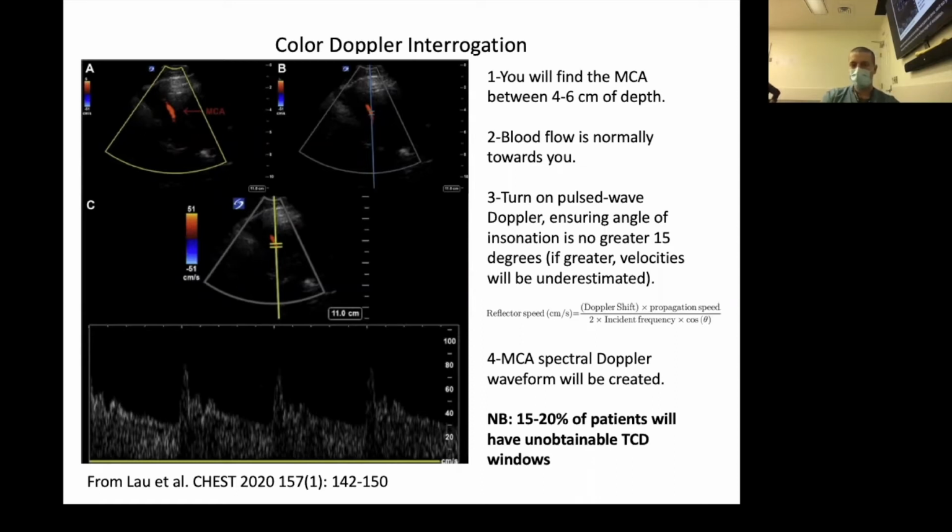And then what you'll see when you do this is you get this lovely MCA spectral Doppler waveform that's created in the bottom here. And you can see that one of our new intensivists here, Vince Lau, is also interested in this. And this is a really wonderful paper that he's done looking at ICU TCD that I leaned on heavily in the context of this talk.